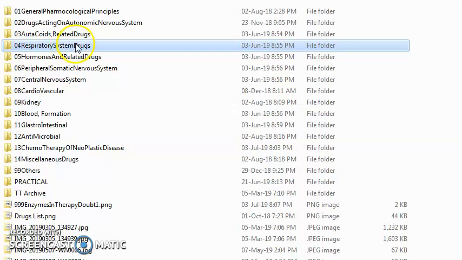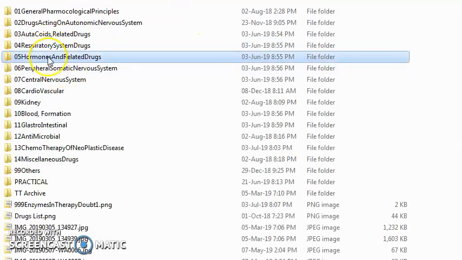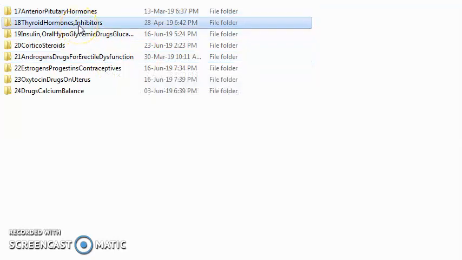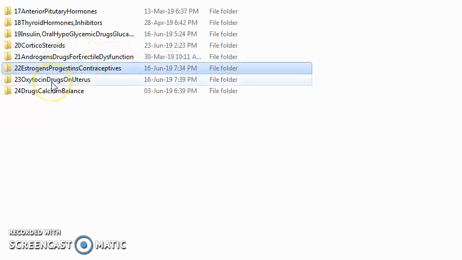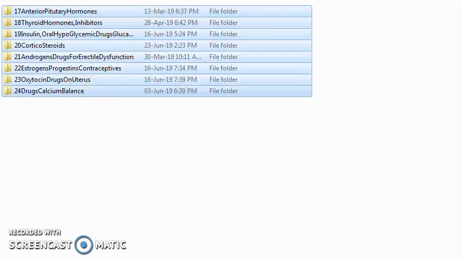Then we will look at the respiratory system drugs. Respiratory system drugs, you can guess: drugs for cough, drugs for bronchial asthma, right? Hormones and related drugs. Hormones means anterior pituitary hormones, thyroid hormones, insulin, corticosteroids, androgens, estrogen, progestin, oxytocin, drugs for calcium balance. All these are hormonal drugs related to that.